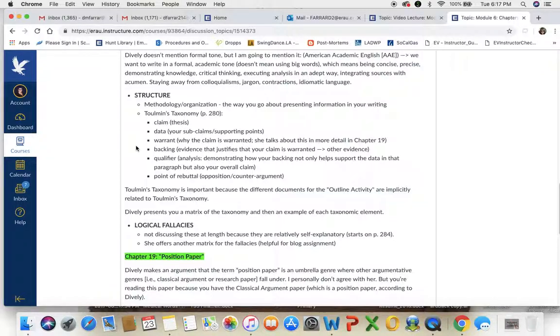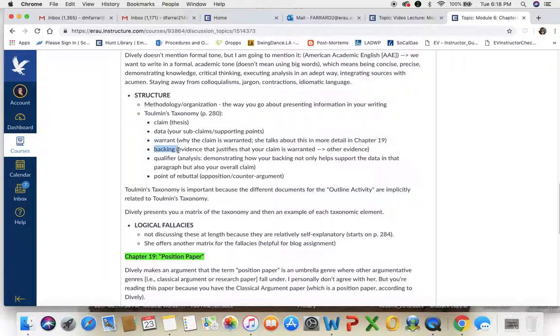It's not very different from what you'll be doing in a classical argument paper, or what she calls a position paper. So the claim is the thesis, and the data is your subclaims and supporting points for your own thesis. The warrant, which is one of the more difficult things that students have to do, but it's really important, is why your claim is warranted. That is, why should anyone give 2 seconds of their time to reading about what it is you're arguing? She talks about this in more detail in chapter 19.